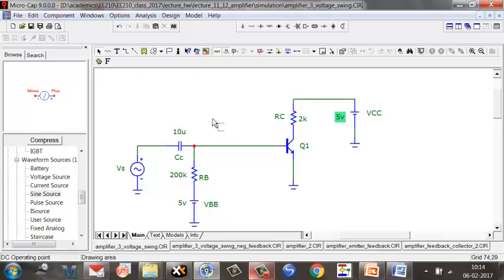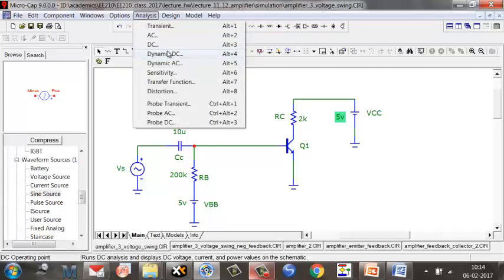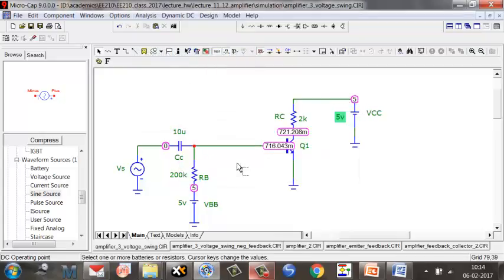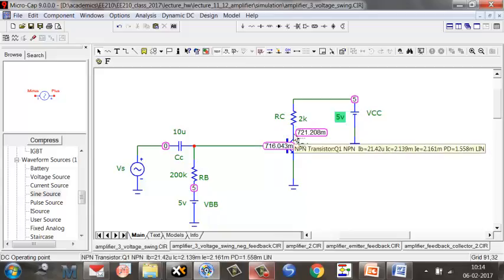Okay. So let's see how this transistor is biased. I can take analysis, do a dynamic DC, which will tell me the bias point here. So you can all note the bias point is here. This node is biased at about 0.72. The saturation voltage is about 0.2, so it is fairly close to saturation. Okay, 0.72. So that's where it is biased.